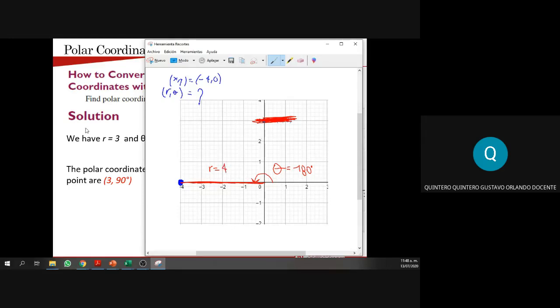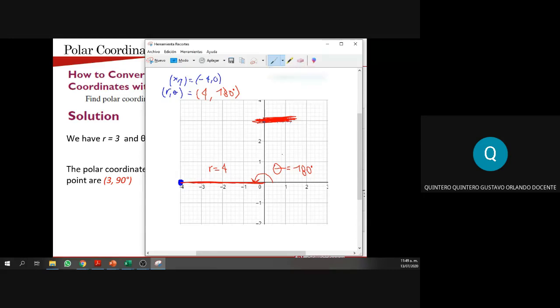Now, remember, when we talk about polar coordinates, let me write the answer here. The answer will be 4, 180 degrees. I am sorry to write like this. I am using the mouse to write, so it is difficult. I feel like you understand the answer, right? 4, 180 degrees.